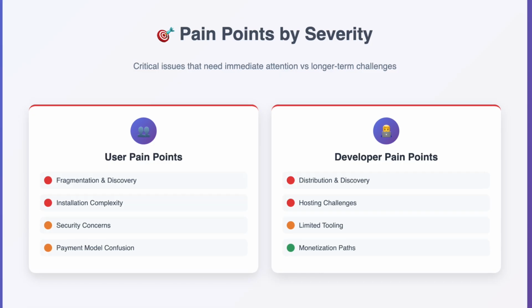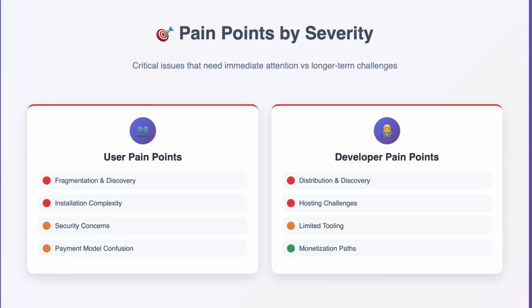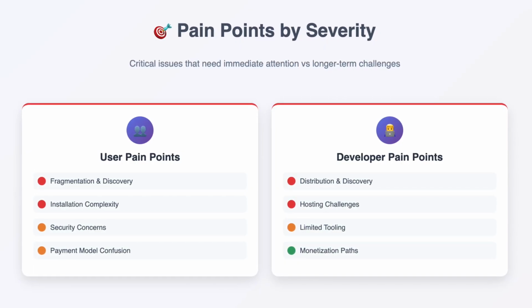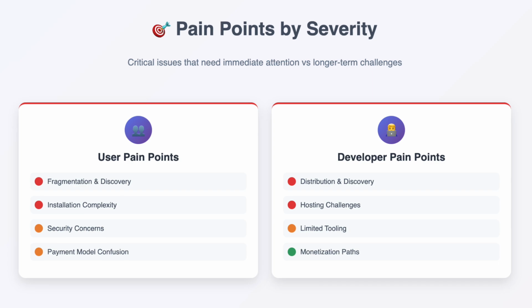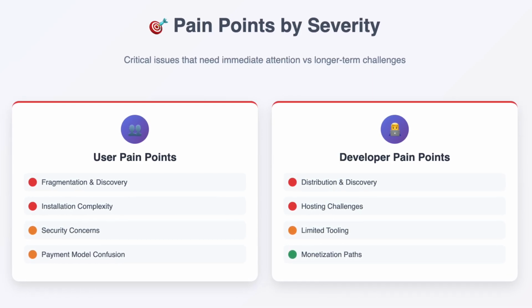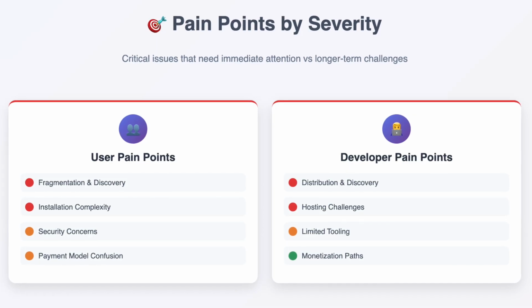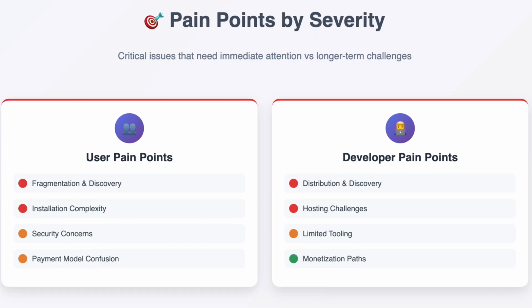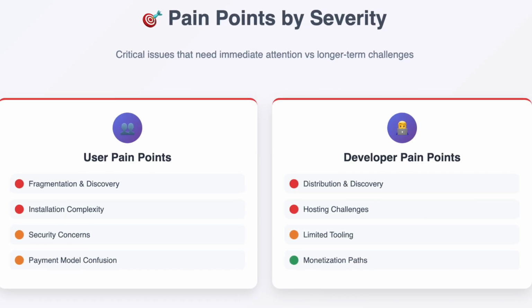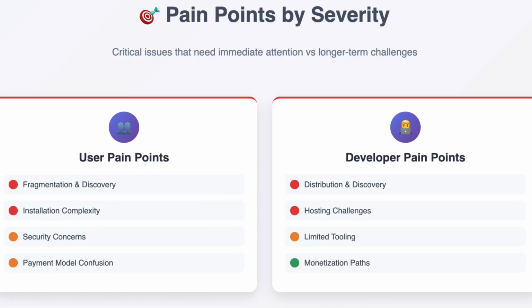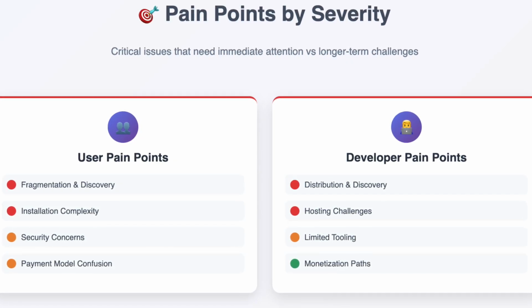Prioritizing these issues is crucial. For users, fragmentation and discovery are high-severity pain points, as is installation complexity. Security concerns and payment model confusion are also significant, falling into the medium-severity category. On the developer side, distribution and discovery, along with hosting challenges, are high severity. Limited tooling is a medium-severity issue, while monetization paths, though important, are currently lower in severity.